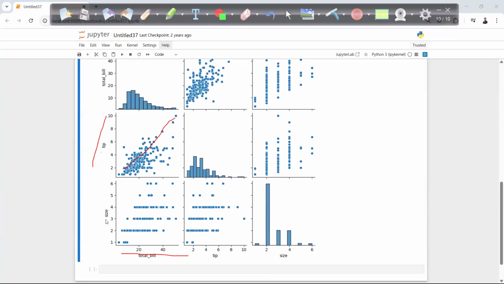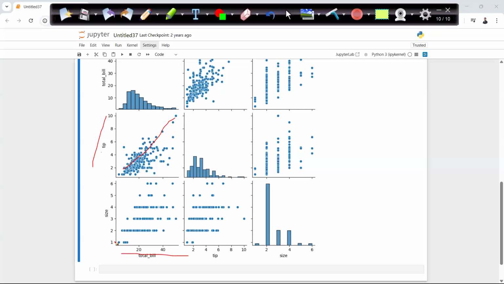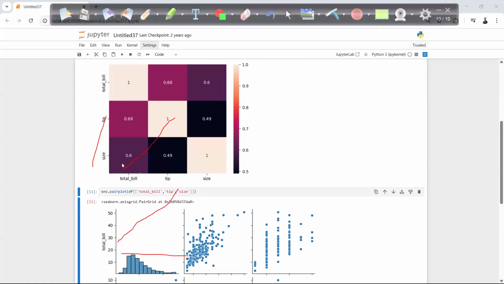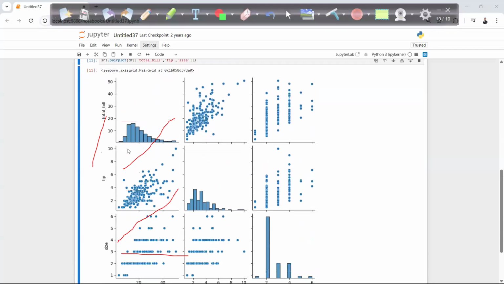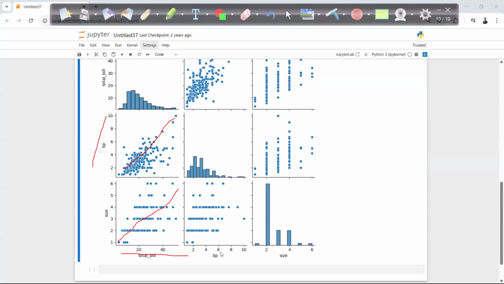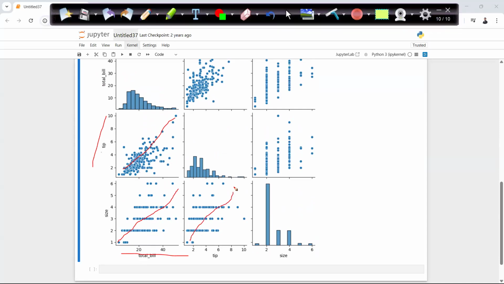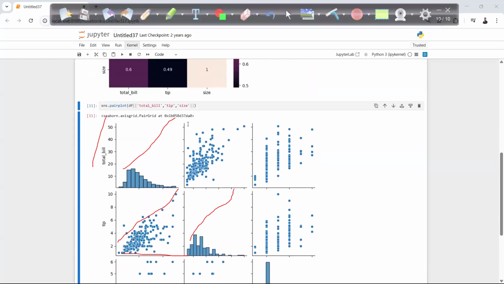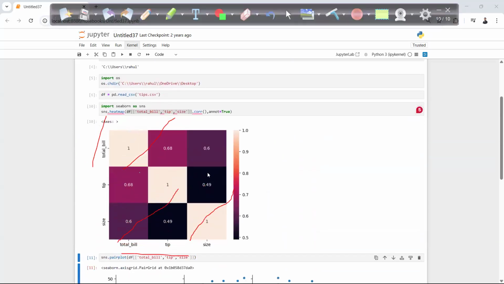Same way, what else? Total bill and size. So you can see here also it's going up only, although it's not very much linear, but it's positive only. So total bill and size is also positive, 0.6. Tip and size is what? This one. This is also linear, but not that very much linear, but it's still 0.48, right?